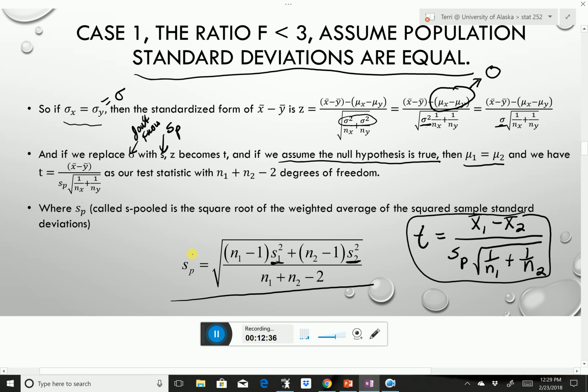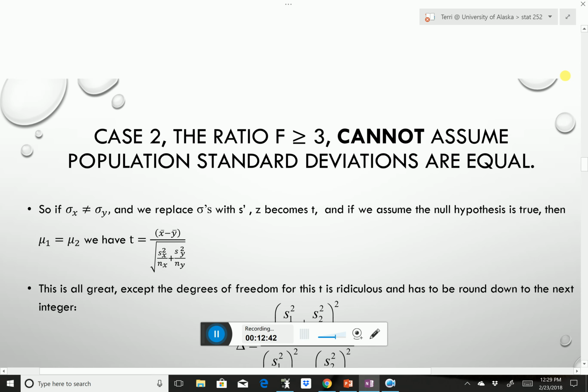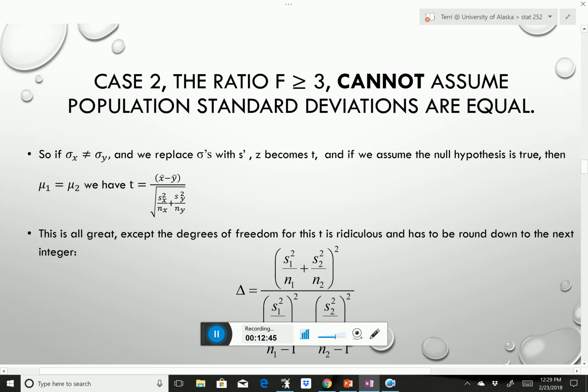However, your calculator is actually going to give you this value, so it's kind of nice. Okay, so what if F is greater than or equal to 3, and we cannot assume the population standard deviations are equal? So if we cannot assume this, we say that sigma x and sigma y, or sigma 1 and sigma 2, are completely different. Then we replace the sigmas with the s's. Z becomes t, and again, we can assume that the null hypothesis is true, so that the mu's, the population means, are equal. Then we have this, which is not very hard.